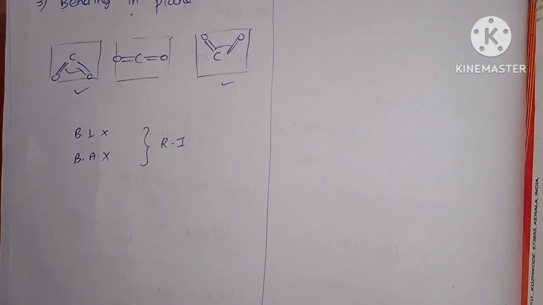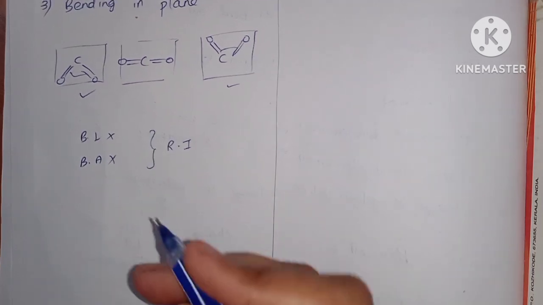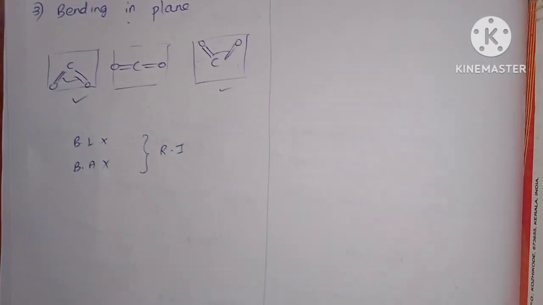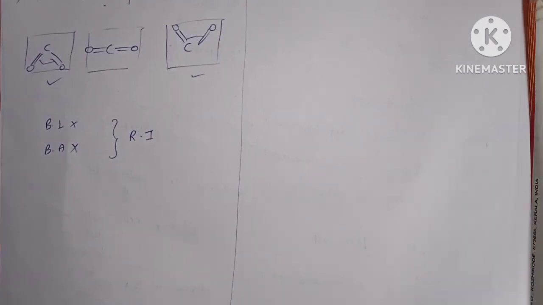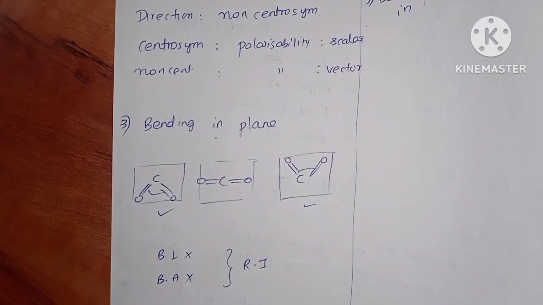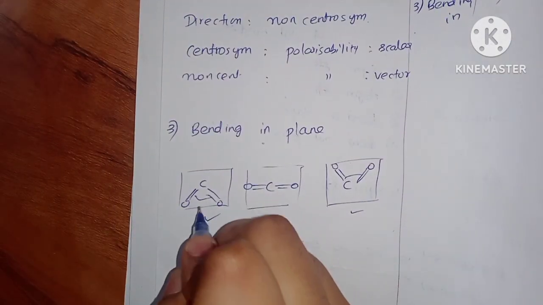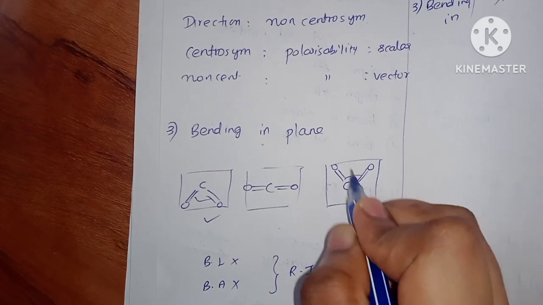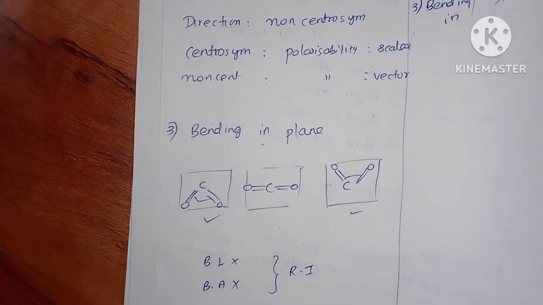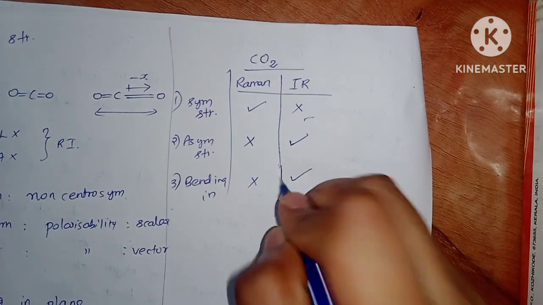So now we have to check the IR activity. For IR activity we are considering dipole moment. So as we can see from this figure, here the dipole moment is downward, here the dipole moment is upward. So there is change in dipole moment. So this mode is IR active.